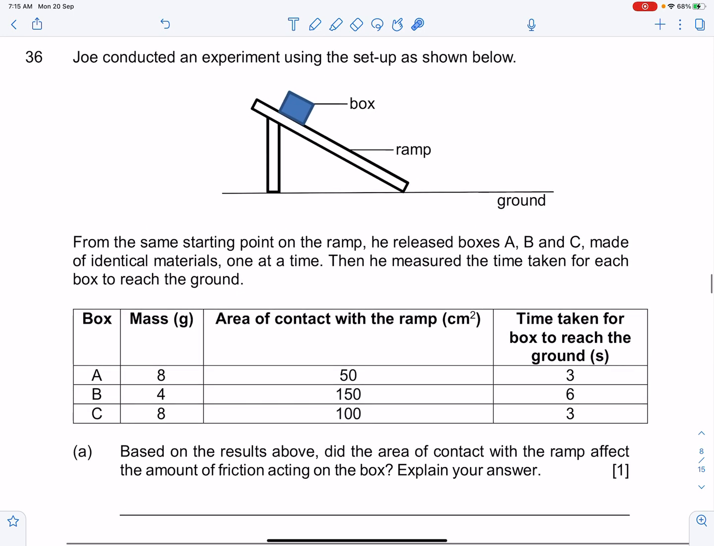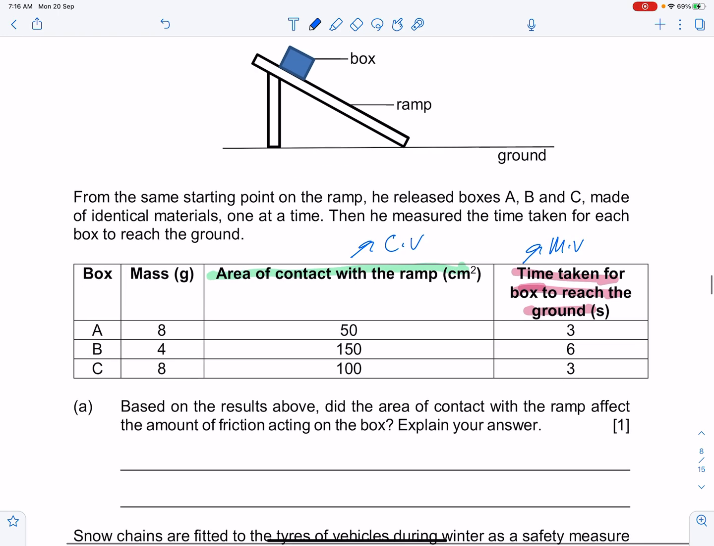So whenever you have an experiment, the first thing you should do is always to look at what is the change variable. The change variable in this case will be your area of contact, and then after that, the time taken to reach the ground over here is actually your measured variable. So what they're actually asking you is a relationship question, whereby how does the change variable affect the measured variable.